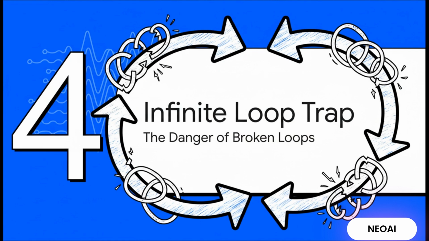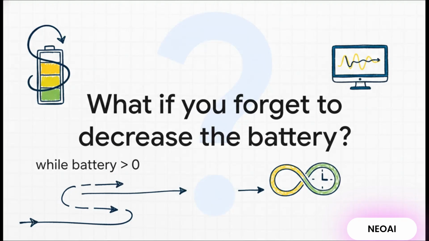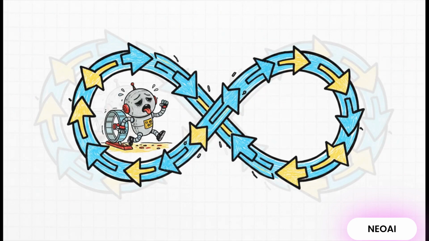Now, that update step we just talked about, it might seem like a small detail, but it is absolutely everything. Because if you forget it, you've just stumbled into the single biggest danger of working with while loops. Seriously, think about it. What if you just deleted that line? If the battery level never changes, it starts at 3 and it just stays at 3. So what happens to our condition, while battery greater than 0? Well, it's always true. So what do you think the program is going to do? Yep, you've just created an infinite loop. Your program will get stuck repeating the exact same thing forever.